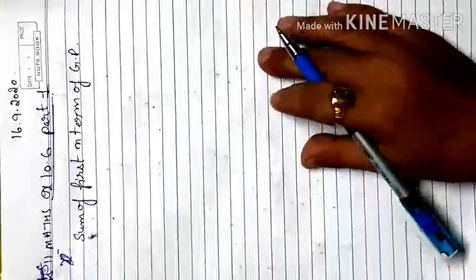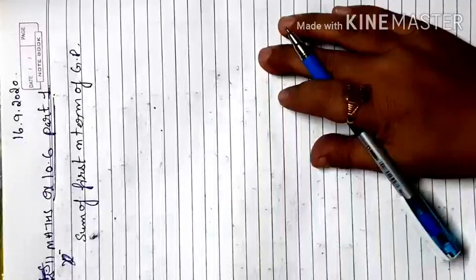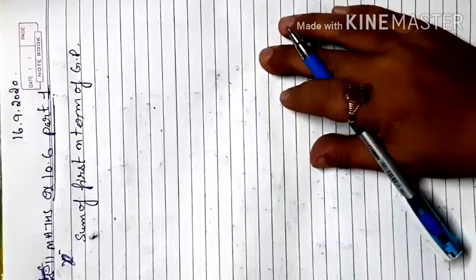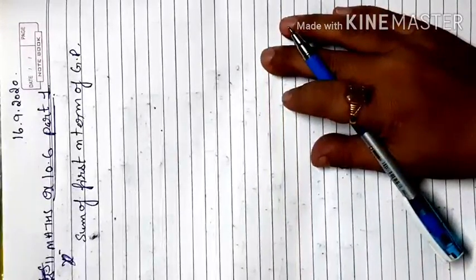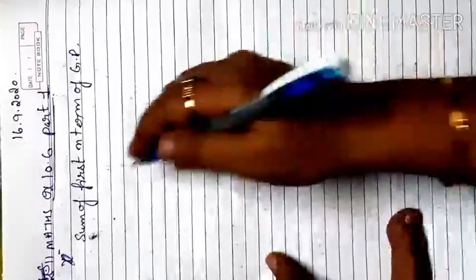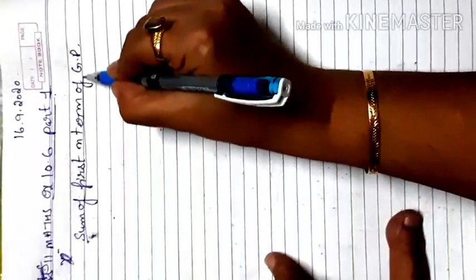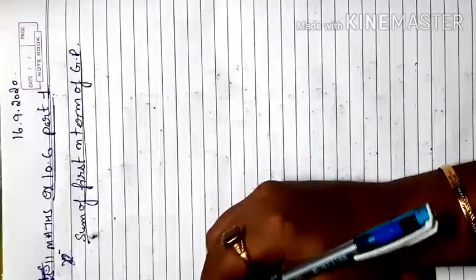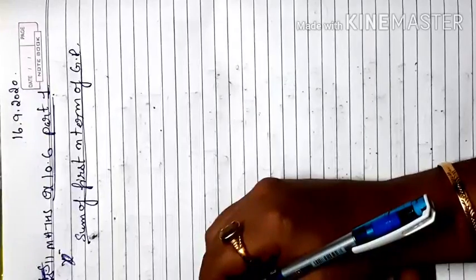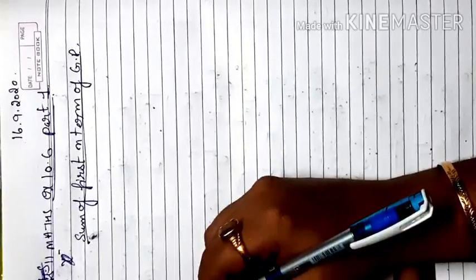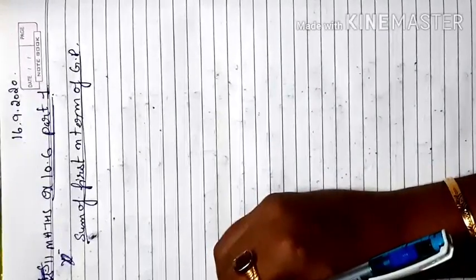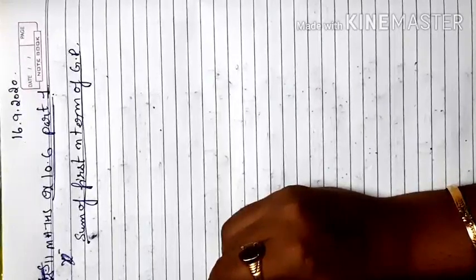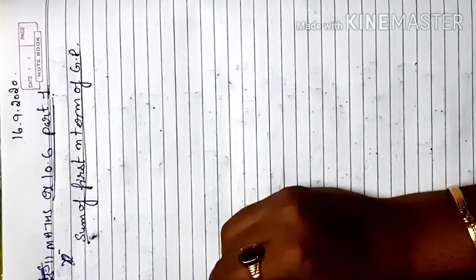Okay, so in GP series, there are two conditions we use. You have n terms or you have infinite terms. So first you have to find the sum of first n terms of GP. We have two conditions, depending upon the ratio. You very well know that in a GP series, the ratio between two terms is the same.